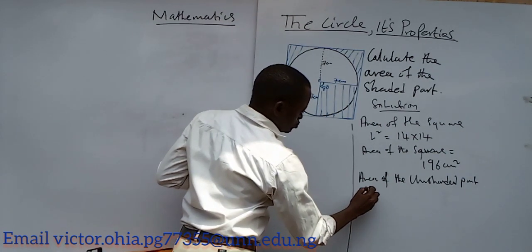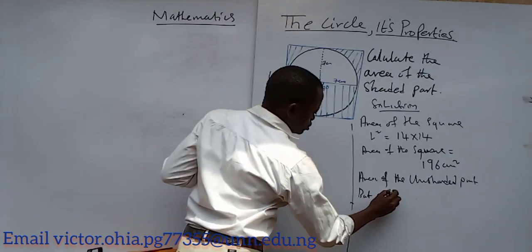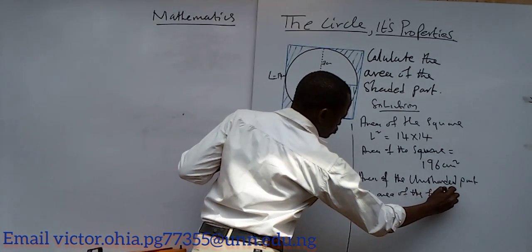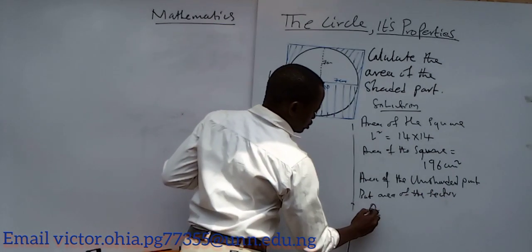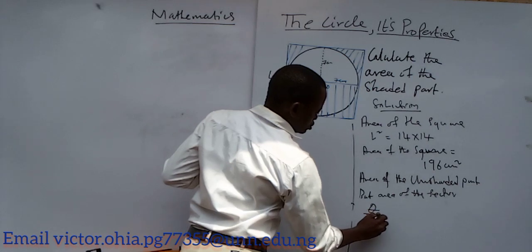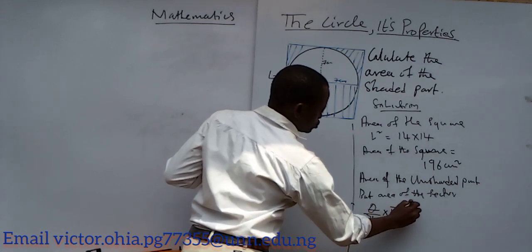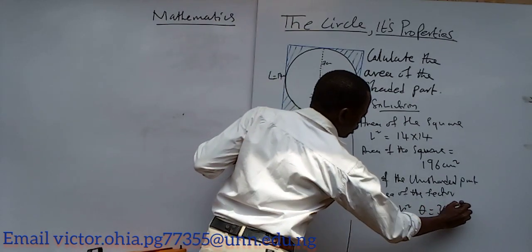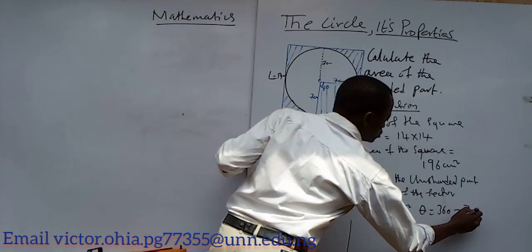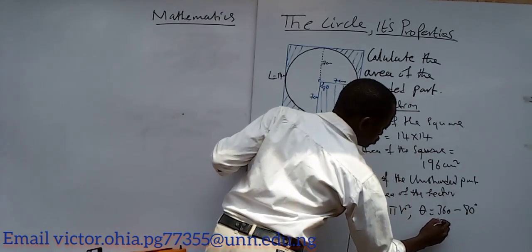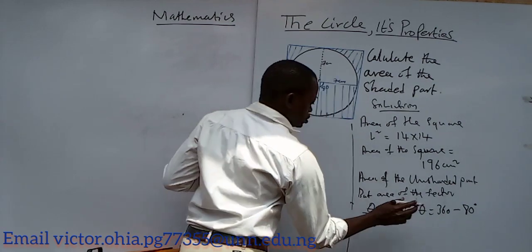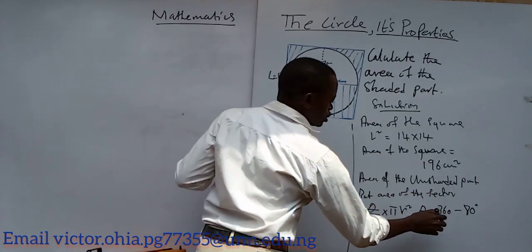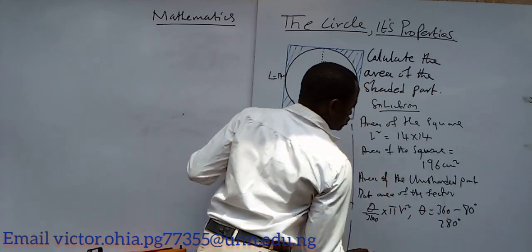You say area of the sector, the bigger sector, is given by theta over 360 times pi r squared. And here, theta will be 360 minus 80 degrees. And that is going to give us what? 360 minus 80, 60 away, 300 minus 20, that's 280, 280 degrees.